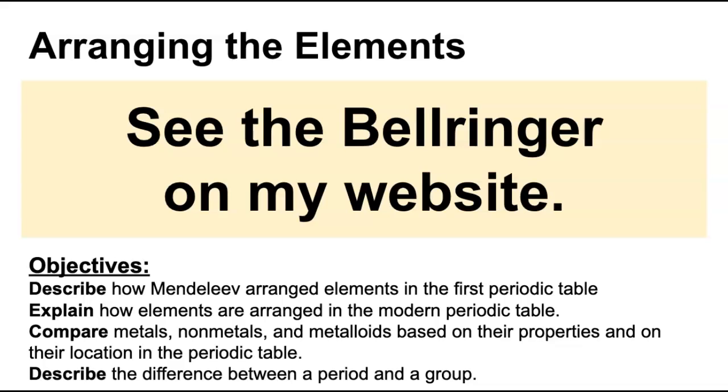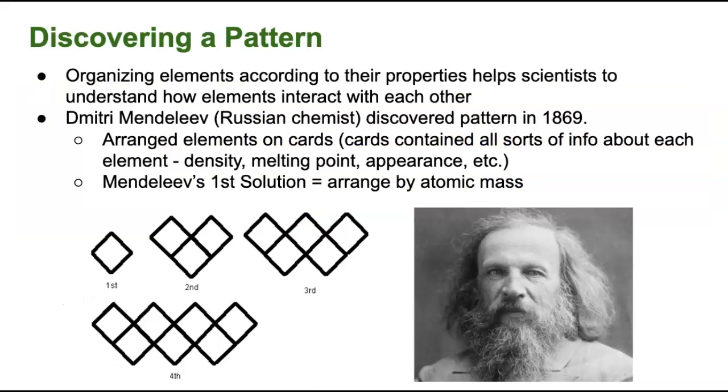Describe how Mendeleev arranged elements on the very first periodic table. Also explain how elements are arranged on today's periodic table. Compare the three main groups of elements, metals, nonmetals, and metalloids, based on their properties and their location on the periodic table, and be able to describe the difference between a period and a group.